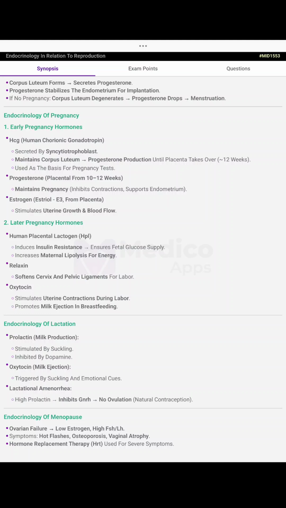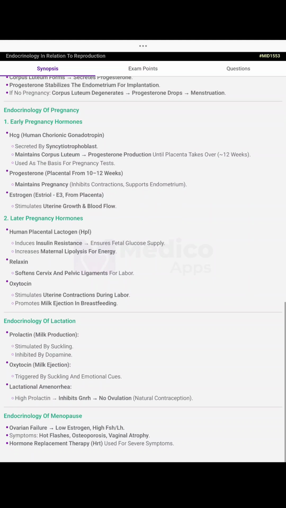Later pregnancy hormones. Human placental lactogen induces insulin resistance, ensures the fetal glucose supply, and increases maternal lipolysis for energy. Relaxin softens the cervix and pelvic ligaments for labor. Oxytocin stimulates uterine contractions during labor and promotes milk ejection in breastfeeding.